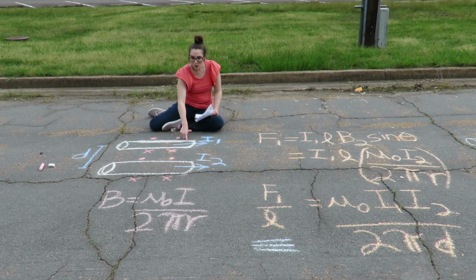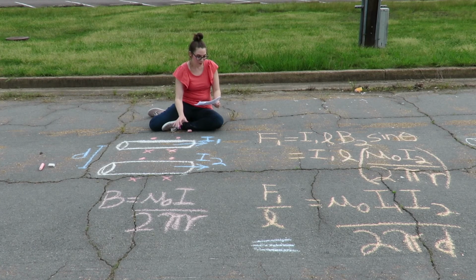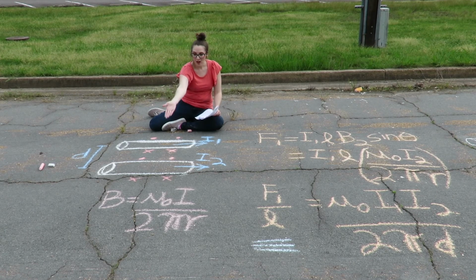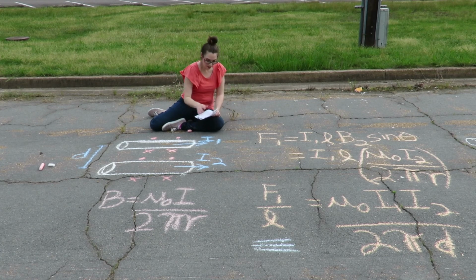Okay? If one of these wires has a current moving in the opposite direction, then you're going to get your wires to repel. Okay? So we can figure out what is the force on one of these wires due to the presence of the magnetic field coming from the other wire right here. Okay, so we're going to figure that out right here.